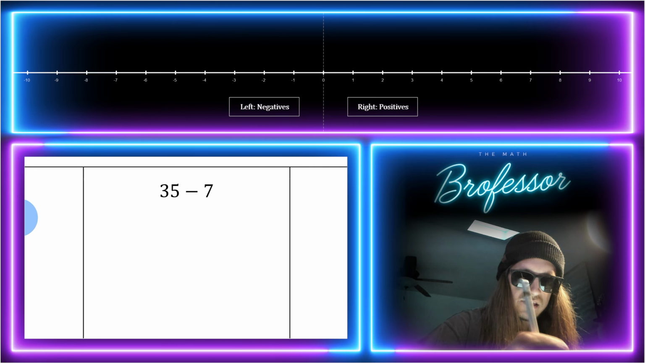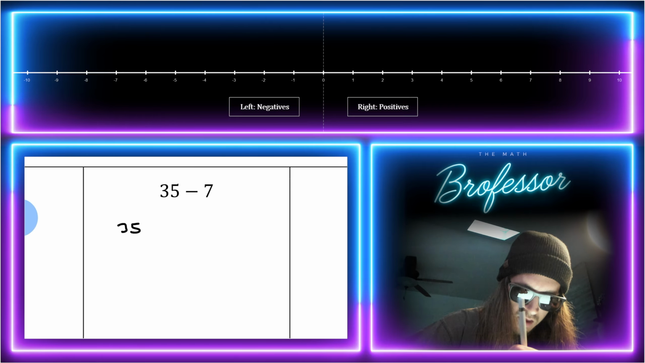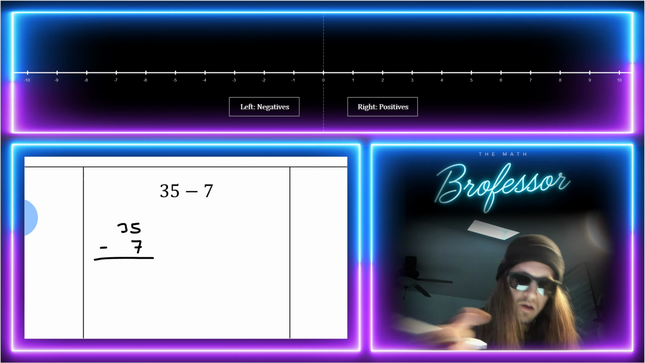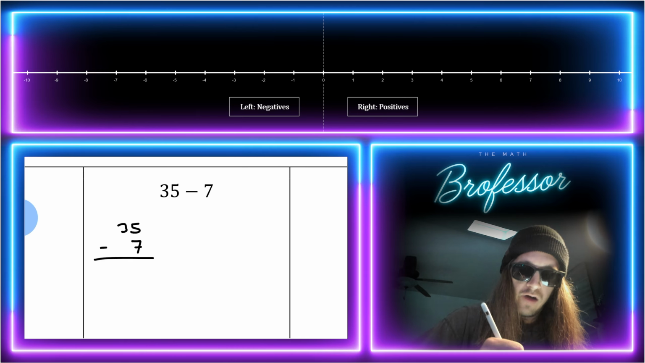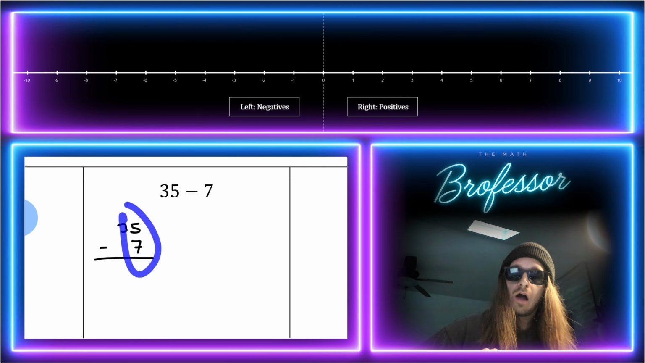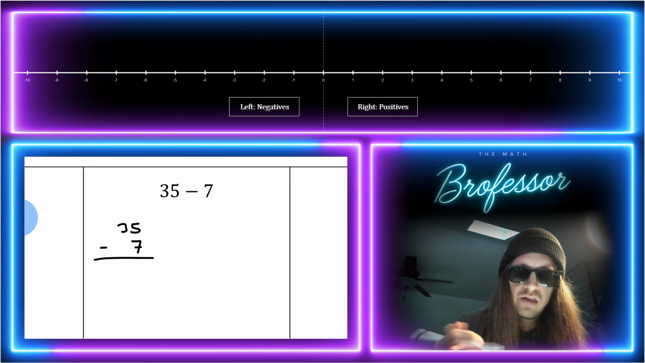35 minus 7. Set this up vertically. 35 minus 7. Okay, cool. So 5 minus 7. Can you subtract 7 from 5? Well, no, it's not enough. You're going to end up negative. Here, we don't want to do that.